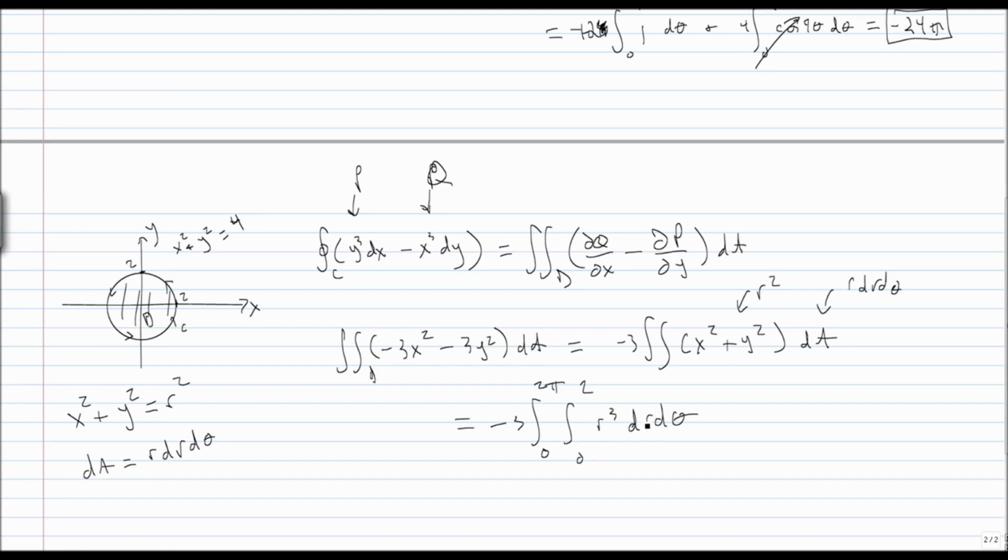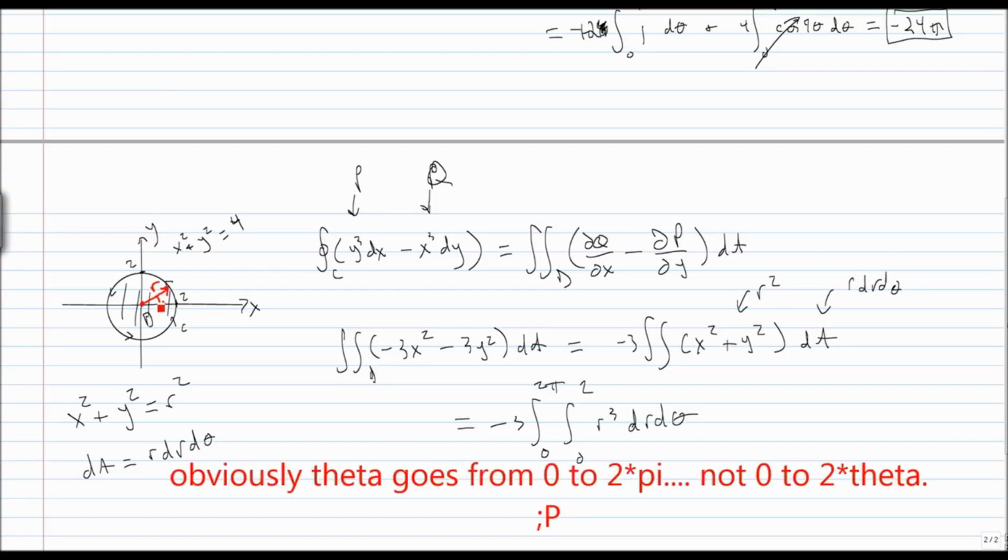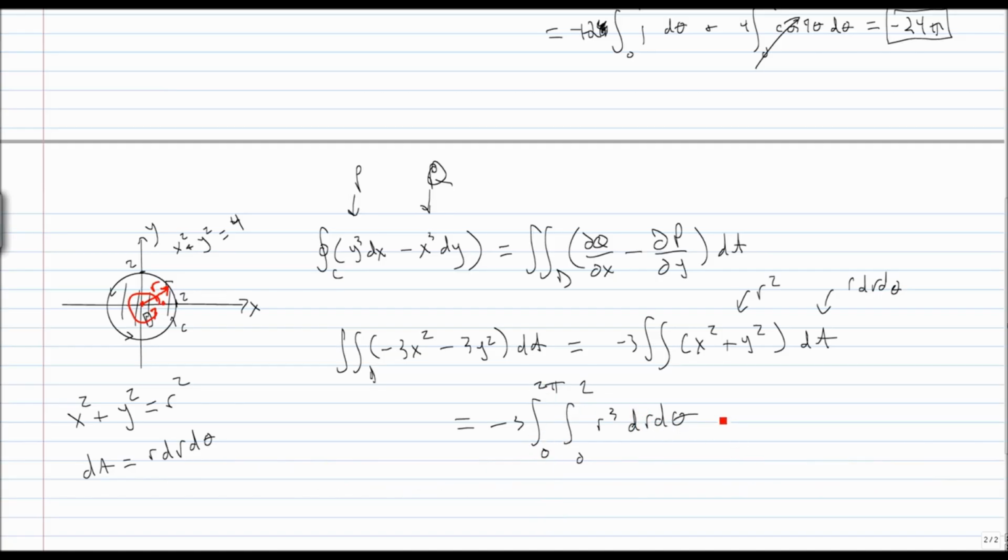And then when we integrate with respect to r first, r is going to go from 0 to 2 here, and then theta is going to go from 0 all the way around to 2 pi. Okay, so when we integrate with respect to theta, we're going to go from 0 to 2 pi. So now if you integrate this, you have negative 3. I'll do the inner integral first. So you have 1 over 4 r to the 4.